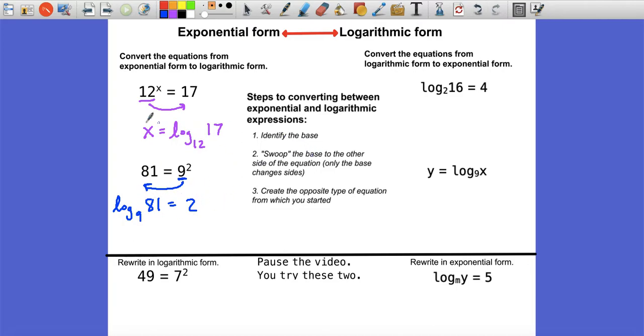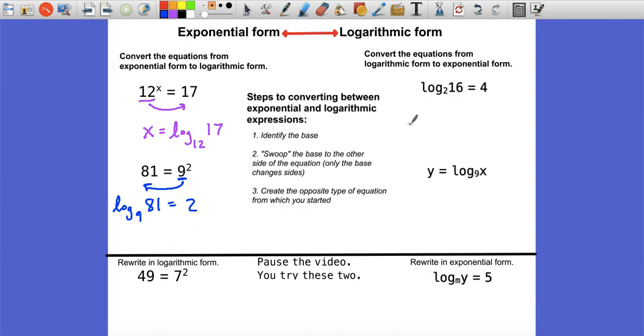Okay? So there's not that much to memorize here. Just identifying the base, swooping to the other side, and then creating a log of the same base that we started with. Since the base was 9 here, we got to create a log with a base of 9. 81 would start on the left side of the equation, so we know we got to put 9 with 81. And 2 start on the right side. Its 9 got taken away, so 2 stayed on the right side.